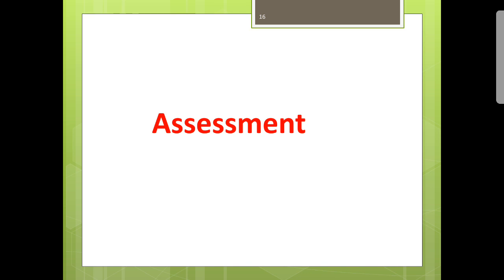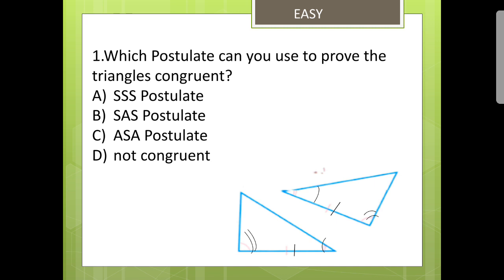First question for easy. Which postulate can you use to prove the triangles are congruent based on the given figure of two triangles? Letter A, SSS postulate. B, SAS, C, ASA, D, not congruent. Okay? The answer is, okay, side angle, or angle, side angle.